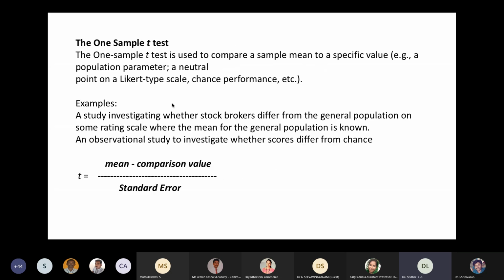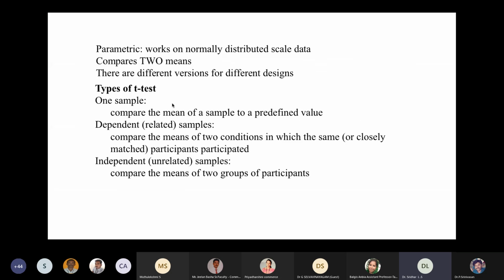Sir, yes, parametric tests work on scale data. You have to understand that scale means there is a uniform measurement, 100 marks, 20 marks, where the marks have been quantified. For example, with values like these, you can use the actual values in the t-test: the one sample t-test, the dependent related samples t-test, and the independent unrelated samples t-test. These are the mechanisms we use in the t-test.